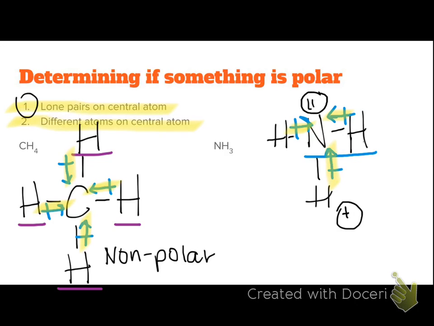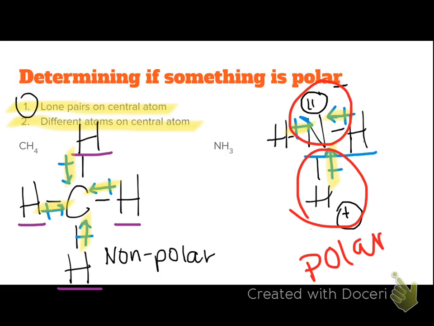And then we have this lone pair up here. Remember, that's a lone pair of electrons, and electrons are negative, so that means we have an area that's negative up here. So we have a positive area down here, and we have a negative area up here. So this is polar because you have an area that's slightly negative, and you have an area that is slightly positive.